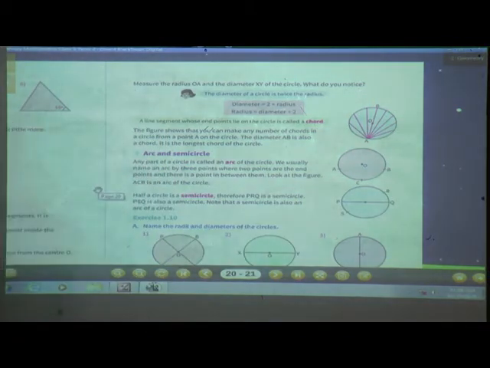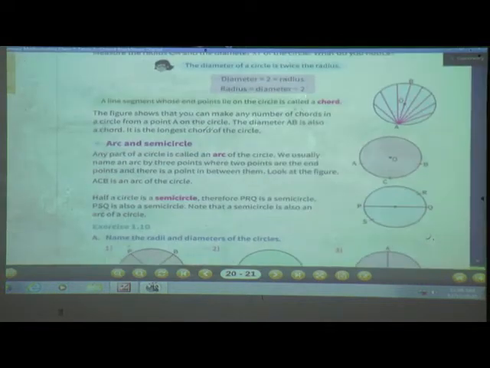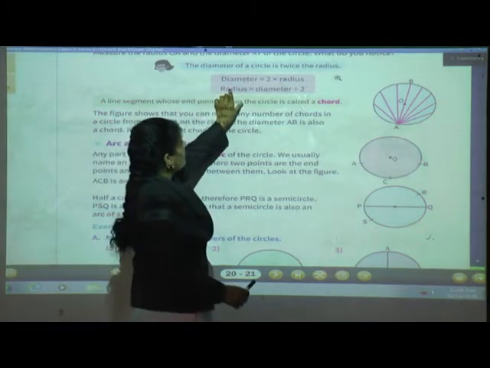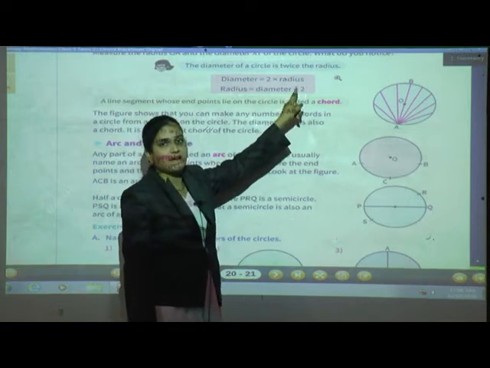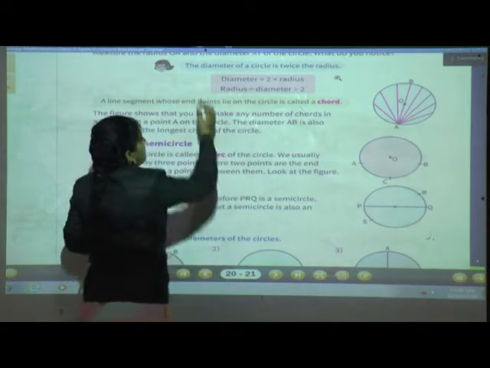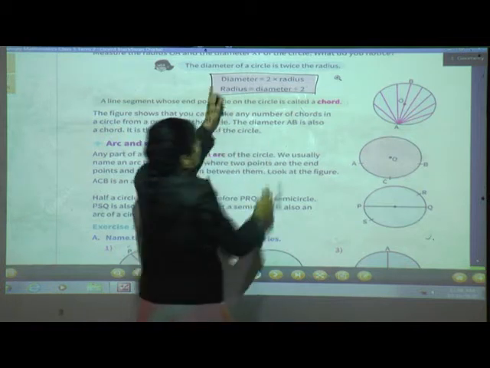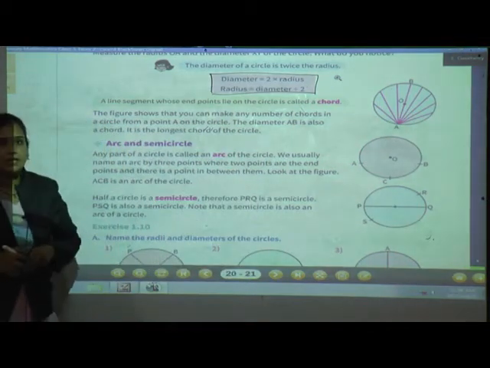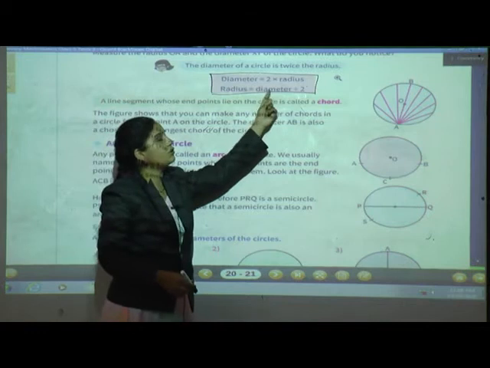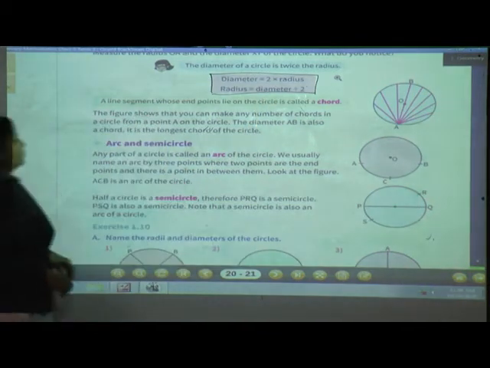Why? Because the diameter of a circle is twice the radius. That's why the formula is like this. Diameter is equal to 2 into radius, and radius is equal to diameter divided by 2. Always remember this formula, students.